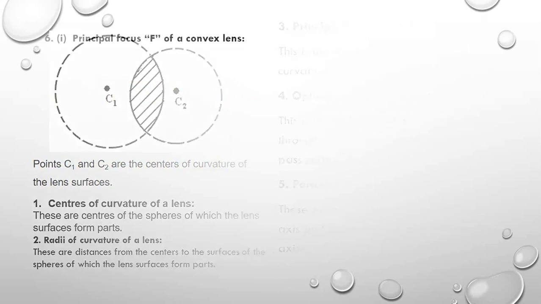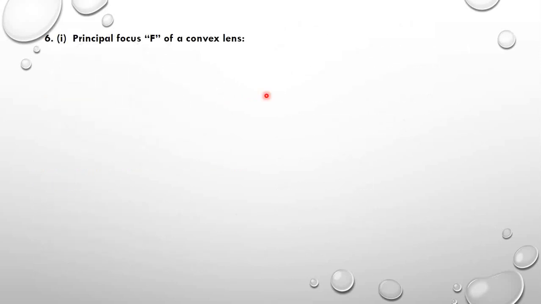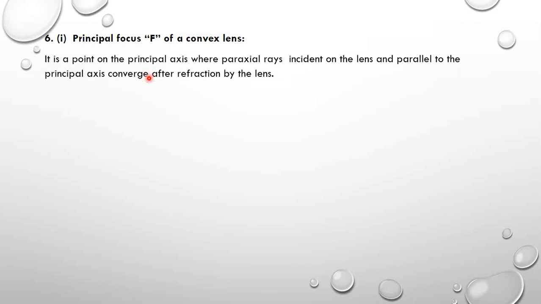Let's also define the principal focus, capital F, of a convex lens. This is a point on the principal axis where rays originally parallel and close to the principal axis converge after refraction by the lens. And for a convex lens, usually the principal focus is real.